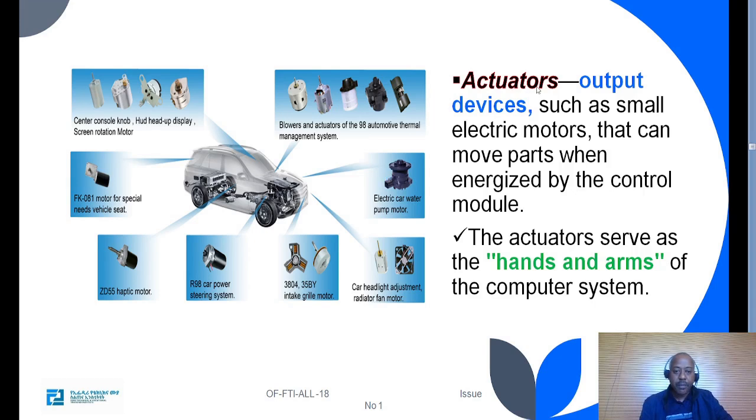The other part of the computer system is the actuators. Actuators are simply output devices, such as a small electric motor that can move parts when energized by the control module. The actuators serve as the hands and arms of the computer system. The vehicle, especially the computerized vehicle, uses various types of actuators. So these all are actuators. The actuators can be motors, or they can be solenoids.